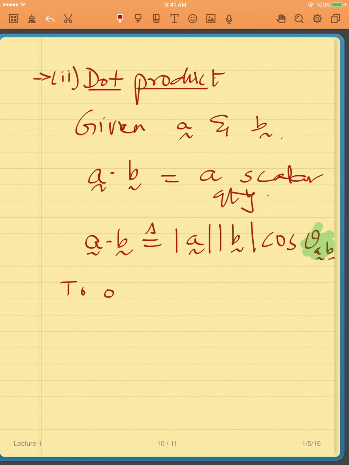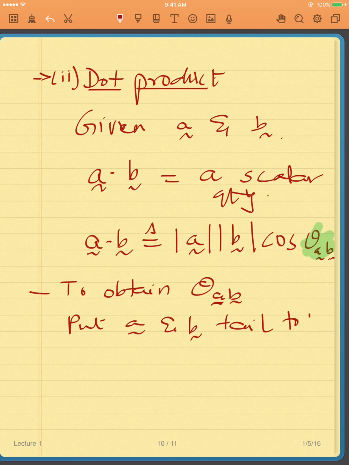To obtain theta AB, you take the vectors A and B and put them tail to tail, right? So that means if I have two vectors A and B, I should place them something like this, right? So the two tails are at the same point.